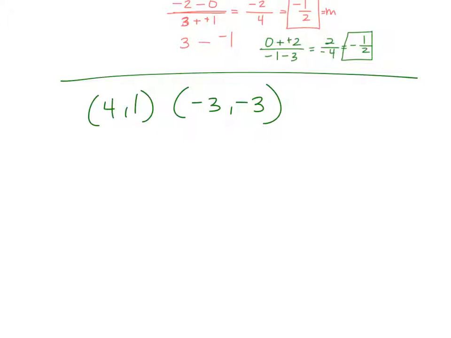Will slope always be the formula up top, like the y2 minus y1? Yes. To find slope, you'll always do y2 minus y1 over x2 minus x1.